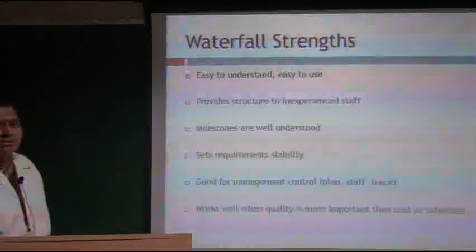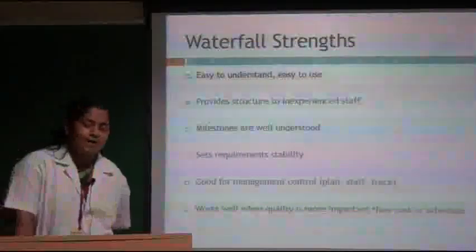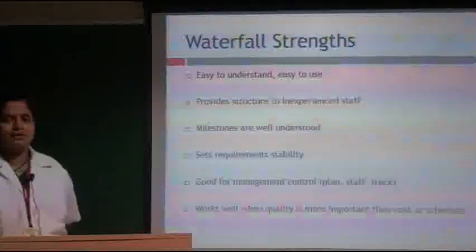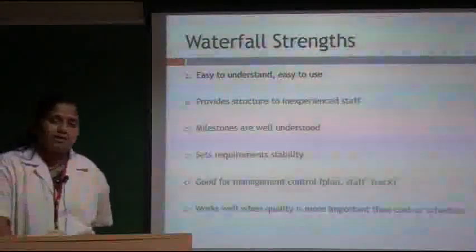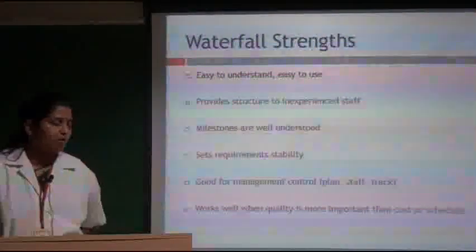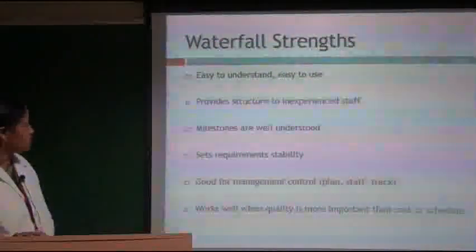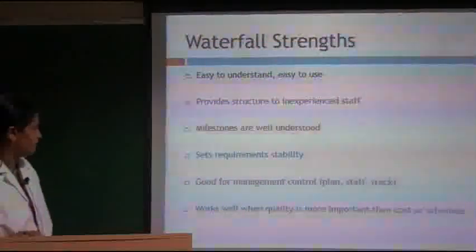Milestones are well understood because at every phase there is an output. So at the end of the third phase you will get a design document. If you don't get a design document, then you can just review the project. All these milestones can be fixed and are well understood.